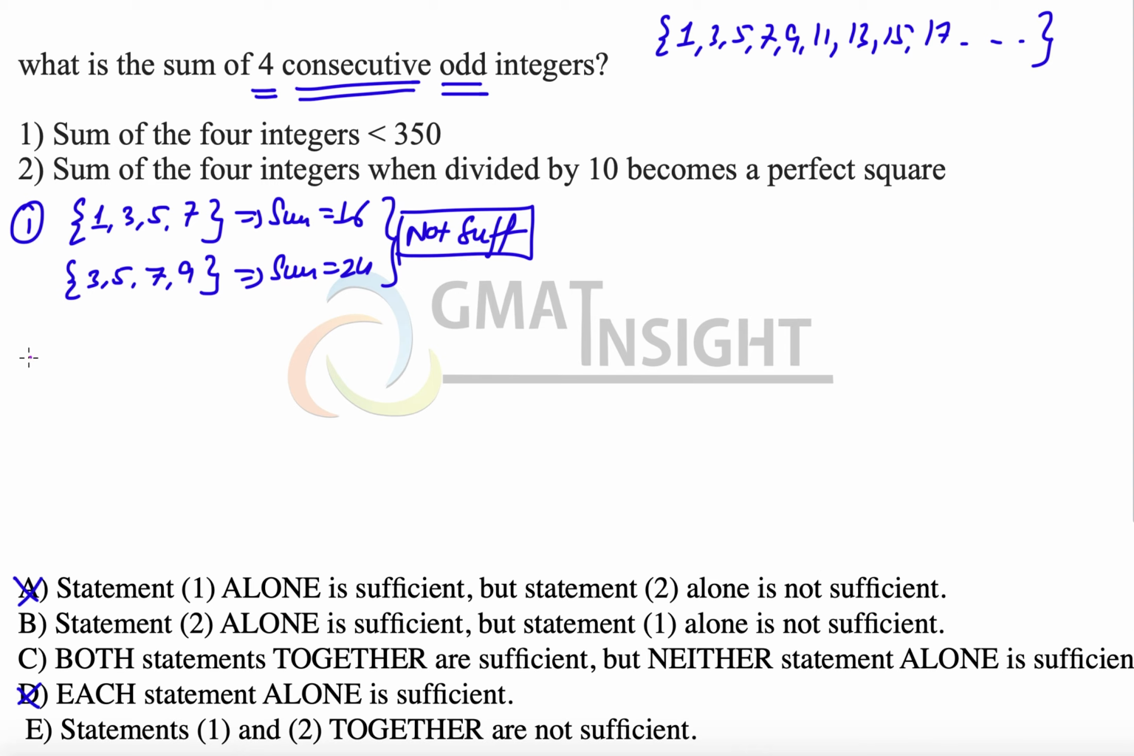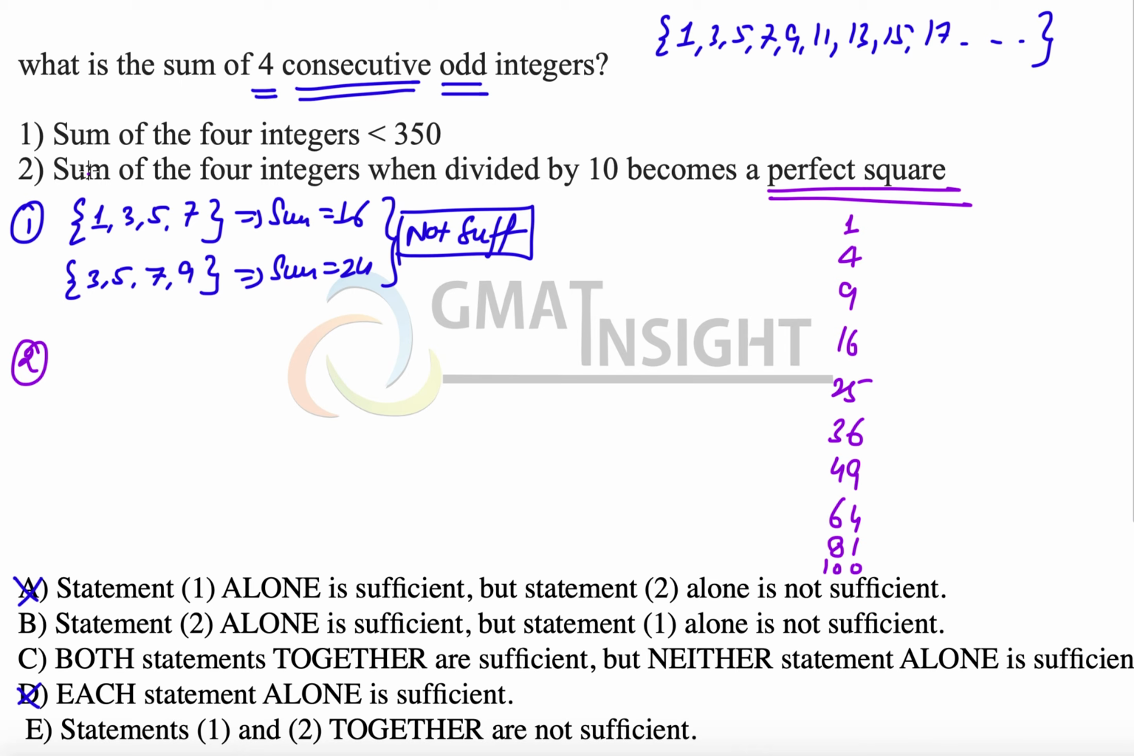Now, let's look at the second statement. The second statement says that the sum of the four integers when divided by 10 becomes a perfect square. The perfect squares are the numbers which are the squares of integers. Some examples of perfect squares could be 1, which is 1 square, 4, which is 2 square, 9, which is 3 square, similarly 16, 25, 36, and so on. I can write many such cases. After 36 we have 49, then 8 square, 64, 9 square, 81, then 100, and so on.